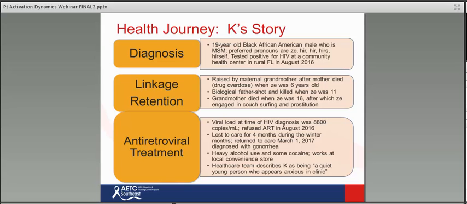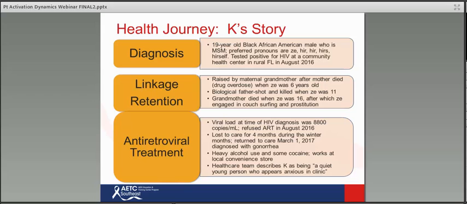Kay was raised by the maternal grandmother, who was involved in the care after Z's mother died when Z was 6 years old, a little guy. Biological father was shot and killed when Z was 11. Z's grandmother died when Z was 16, after which Z engaged in couch surfing, which is a type of homelessness, and prostitution. Viral load at the time of HIV diagnosis was 8,800 copies per ml.